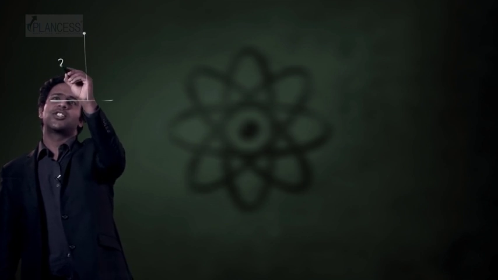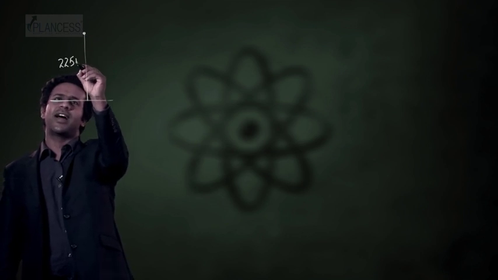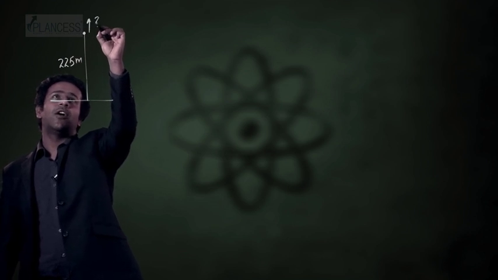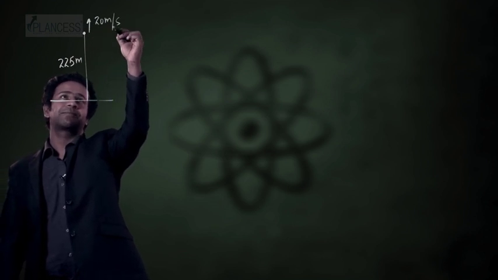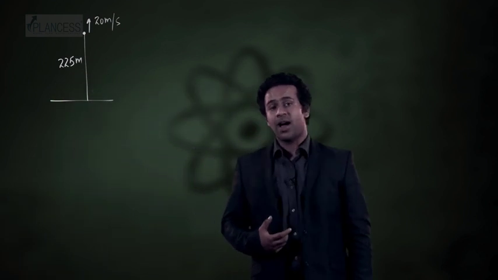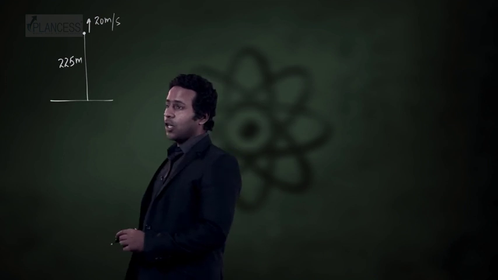Let's now look at another example. Let's say that a ball is thrown from the top of a tower which is 225 meters in height. Now the ball is thrown upwards with a speed of 20 meters per second. We are interested in finding the time after which this ball falls on the ground.